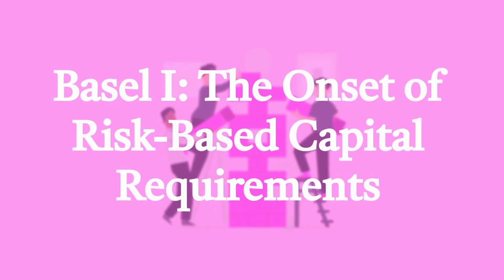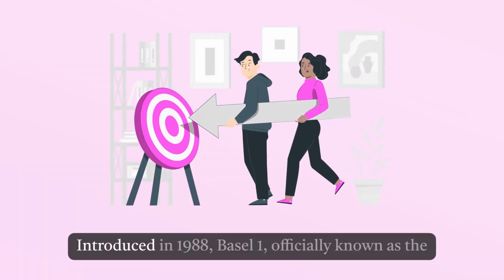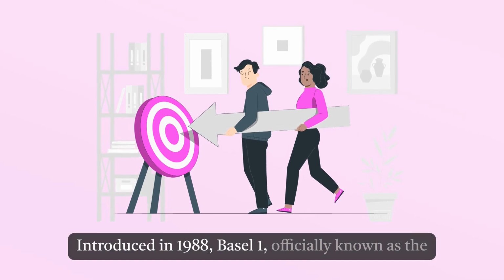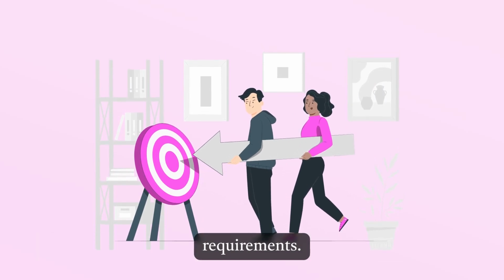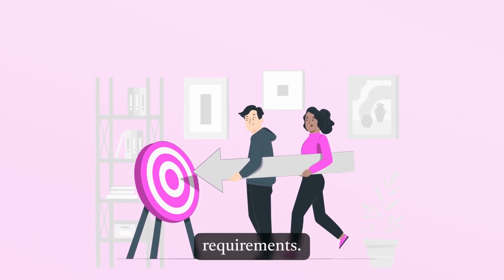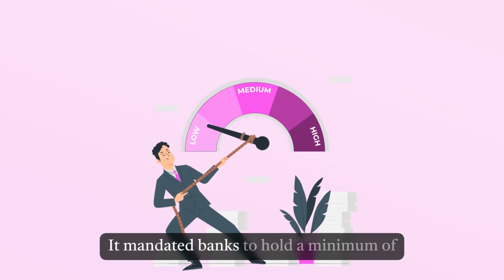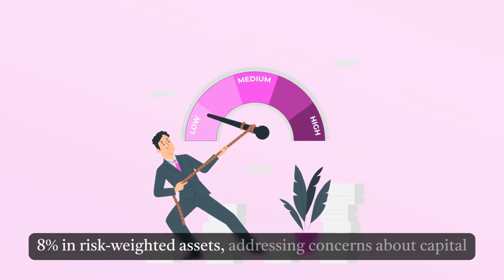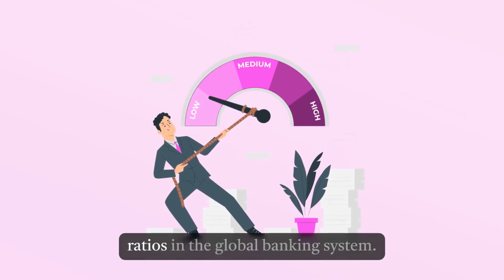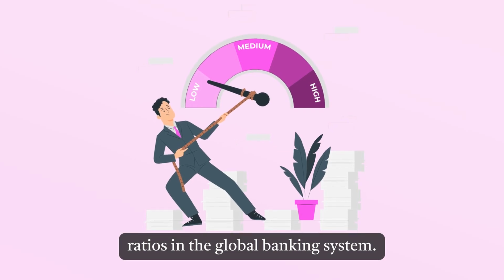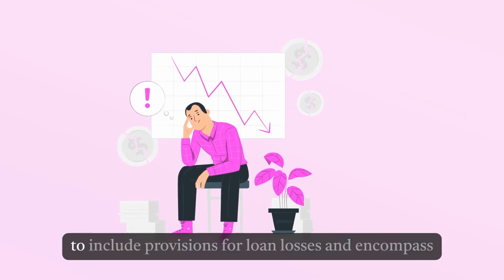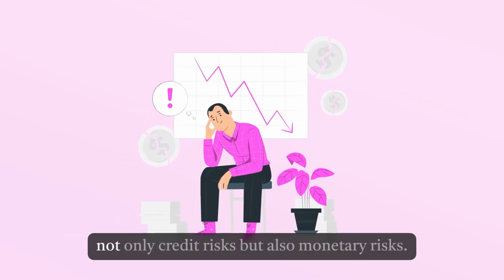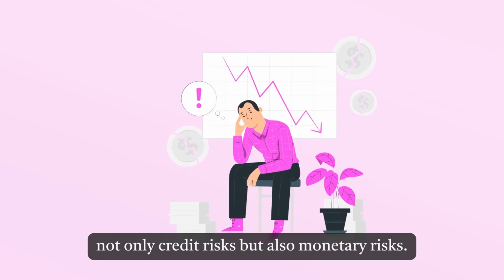Basel I, the onset of risk-based capital requirements. Introduced in 1988, Basel I, officially known as the Basel Capital Accord, aimed to standardize capital adequacy requirements. It mandated banks to hold a minimum of 8% in risk-weighted assets, addressing concerns about capital ratios in the global banking system. Over time, amendments were made to Basel I to include provisions for loan losses and encompass not only credit risks, but also monetary risks.